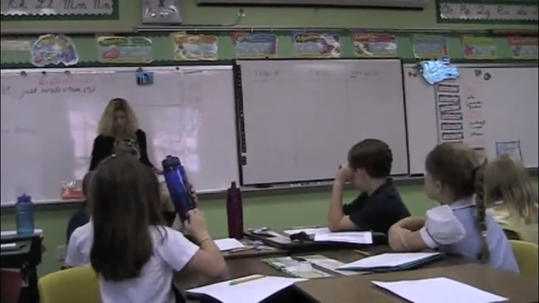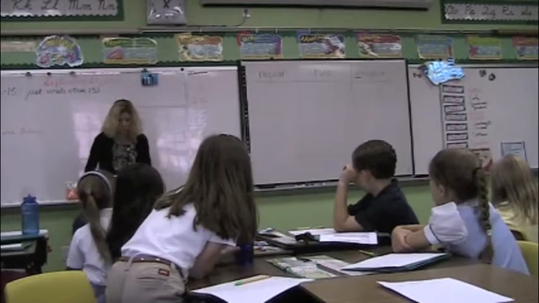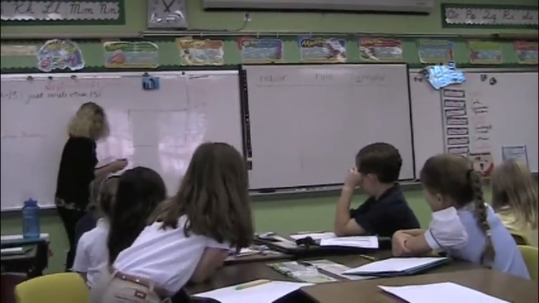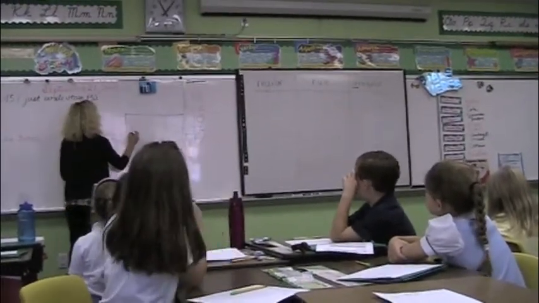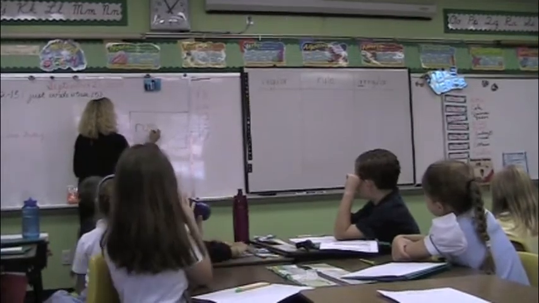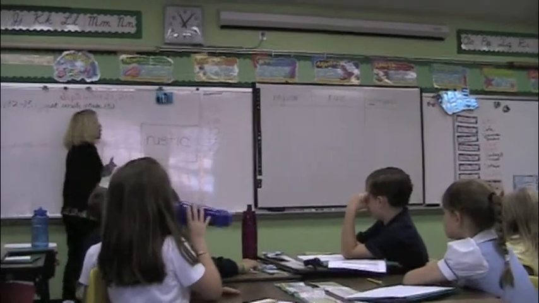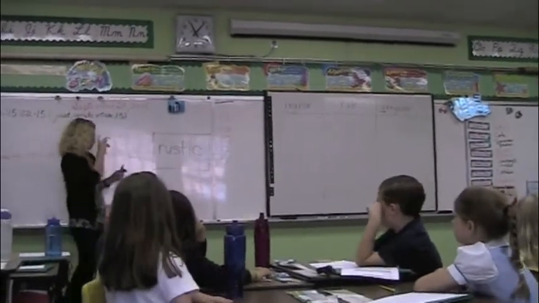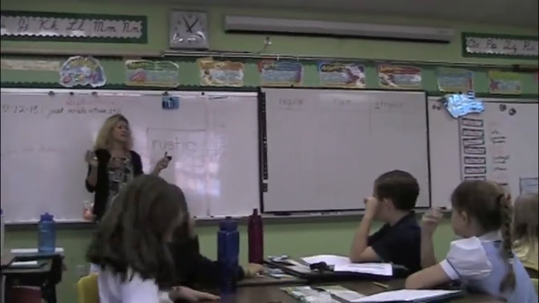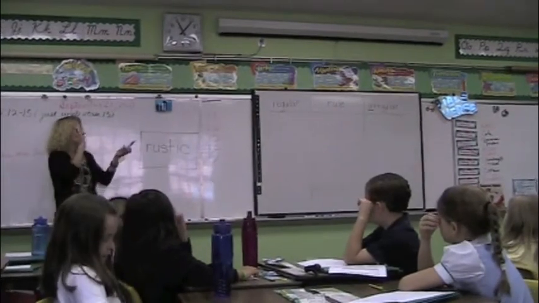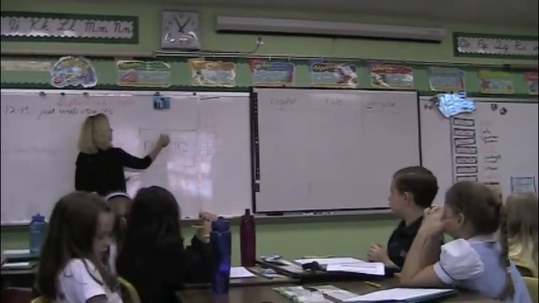So here we go. We are going to put the first word on the board. And the word is, and I want you to just look at the word and then I'll ask you to read it with me. The word is rustic. Rustic. Now, I first need to find out how many syllables this is. Clap it. Rustic. How many syllables is it?